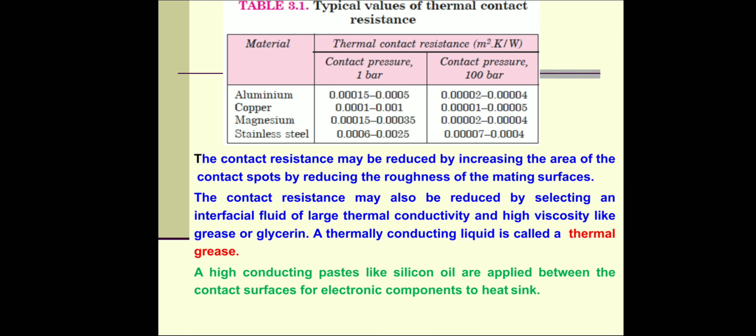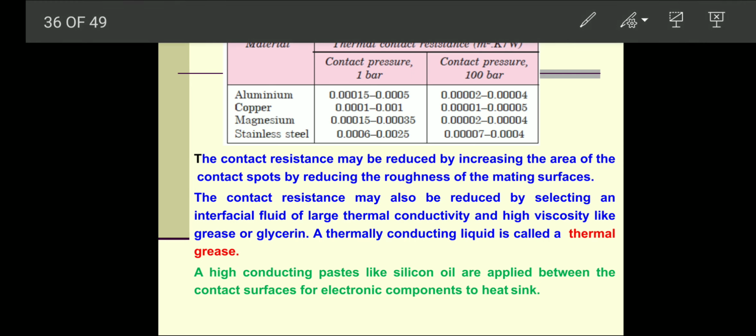The contact resistance may be reduced by increasing the area of the contact spots by reducing the roughness of the mating surfaces. Secondly, the contact resistance may also be reduced by selecting an interfacial fluid of large thermal conductivity and high viscosity, like grease and glycerin, a thermally conducting liquid known as thermal grease. High conducting paste like silicone oil is applied between the contact surfaces for electronic components to the heat sink. So these techniques will reduce the thermal contact resistance.